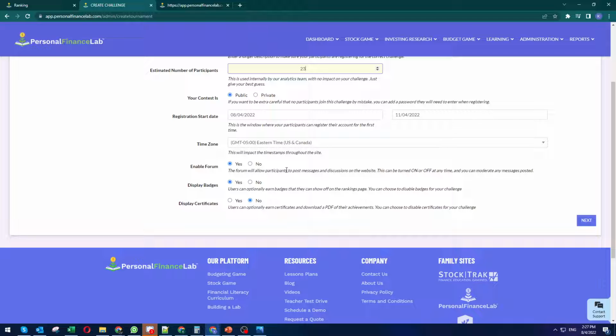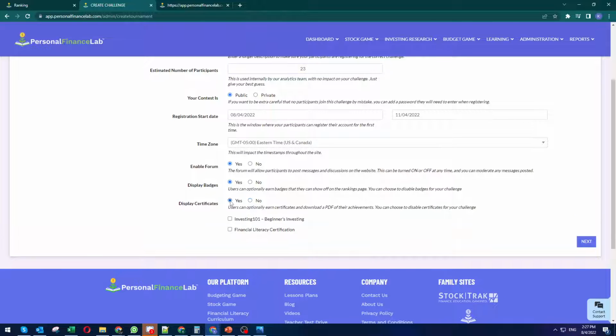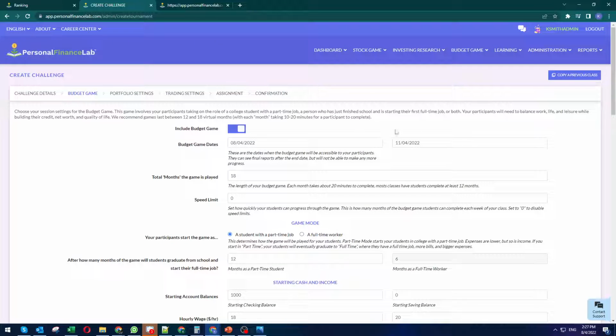Some teachers just don't think their students should have that ability, so we give the option to turn it off. I mentioned students can earn badges earlier. Some teachers also want the option to turn those off, which we have the option to do so. And you can even have your students earn participation certificates. So there's a PDF certificate your students will have generated that they can print off with their name and accomplishment on it. There's one for completing our entire Investing 101 course, and there's a separate one for completing all of our financial literacy lessons. I'm going to turn both of those on here.